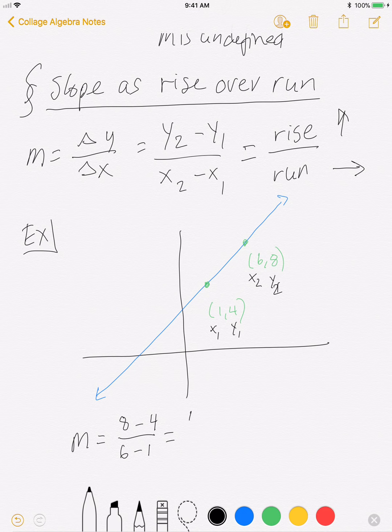Anyways, 8 minus 4 is 4. 6 minus 1 is 5. And so this graph right here has a slope of 4 over 5. Another way of stating this is that we rise 4 units every time we run 5 units.